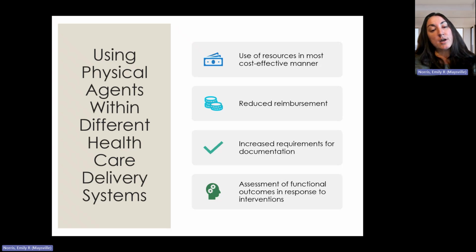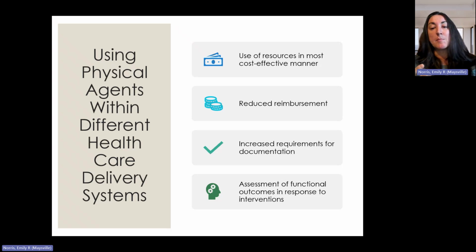When you're using physical agents in different settings, you also want to look at if it's cost effective. There are reduced reimbursement rates for some of them. I know some clinics don't even charge for hot packs or ice packs anymore unless they use e-stim or something with them, because the reimbursement is not really worth even doing the paperwork. So determining what's best for the patient, but also what is cost effective and may get reimbursed.